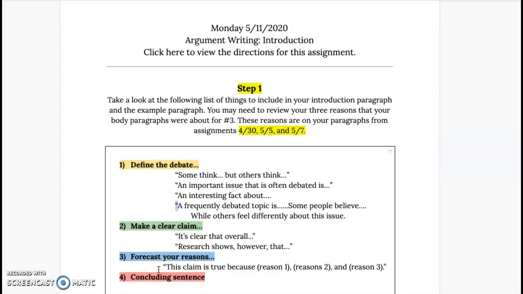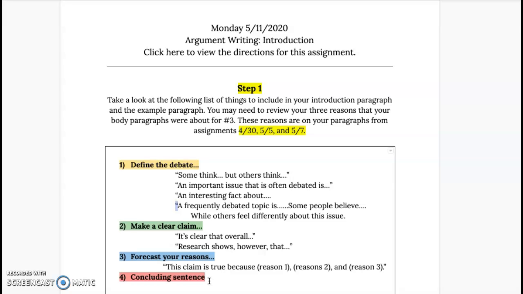This claim is true because, and this is where you look back at the reasons you had for your paragraphs the past 2 weeks that you wrote. This claim is true because competitive sports improve physical health and have many mental and social benefits as well, if those were your reasons. Okay, then you'd have a concluding sentence like this one. For these reasons, parents should encourage their kids to play competitive sports, period.